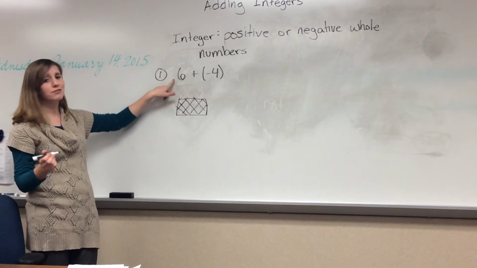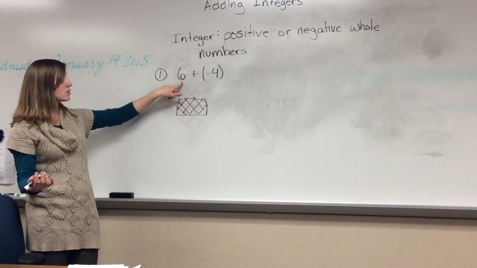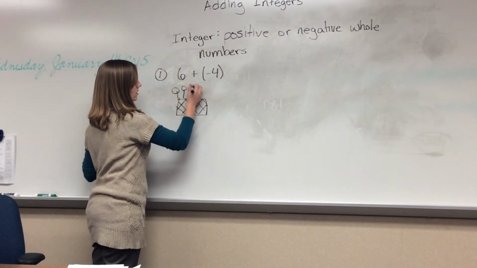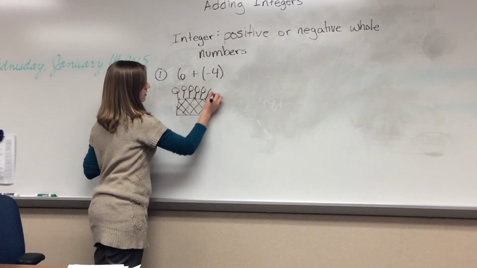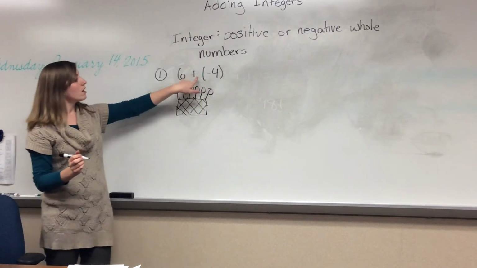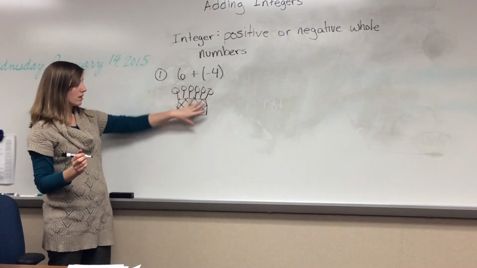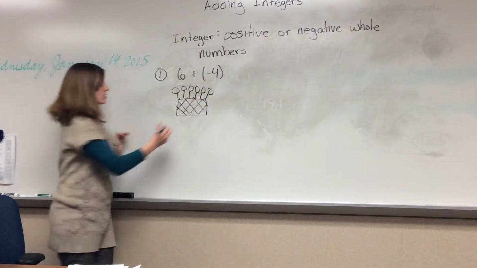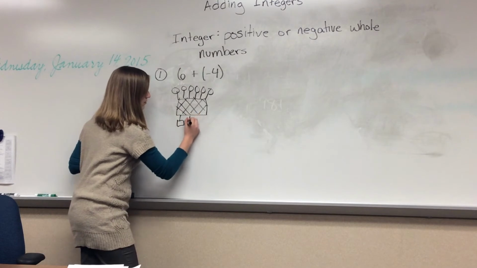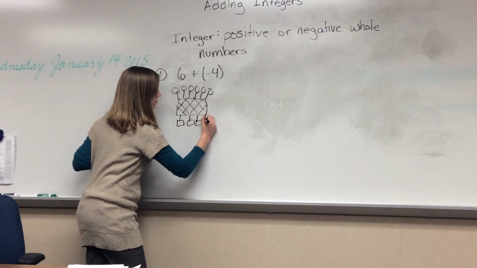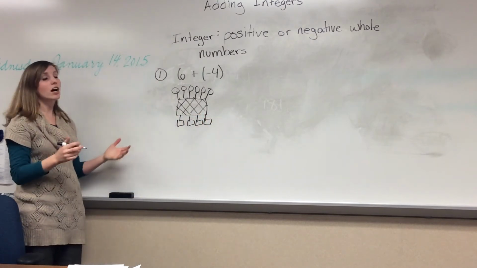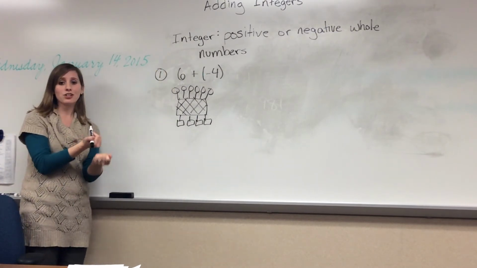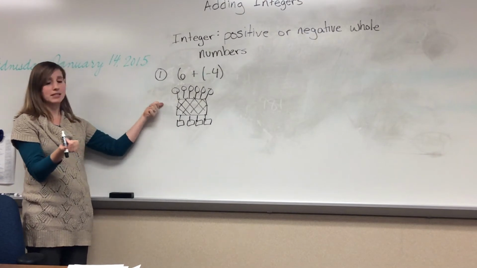Now, our first number is a positive 6. If there's no sign in front, we assume that it's positive. So positive 6, I'm going to represent with 6 helium balloons. 6 balloons. We're adding to that, so we're putting 4 weights, or negative 4, onto my basket. So I'm going to put 4 weights at the bottom. 1, 2, 3, 4.